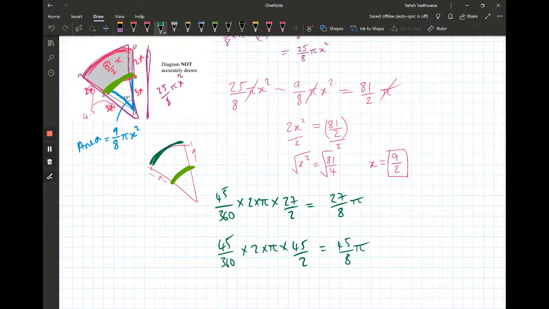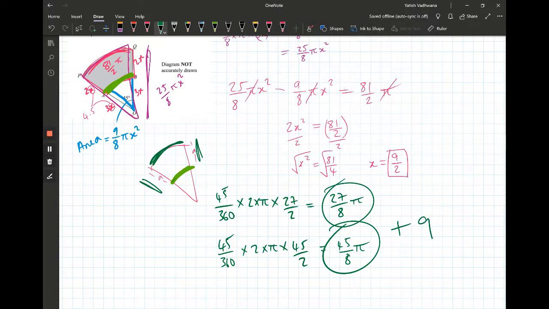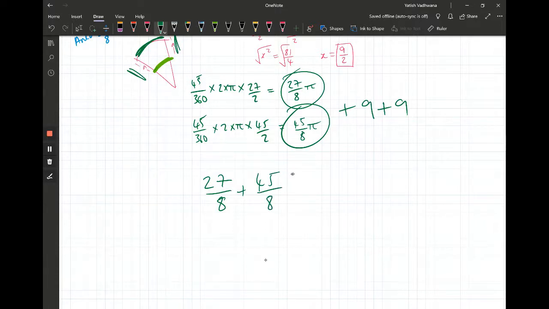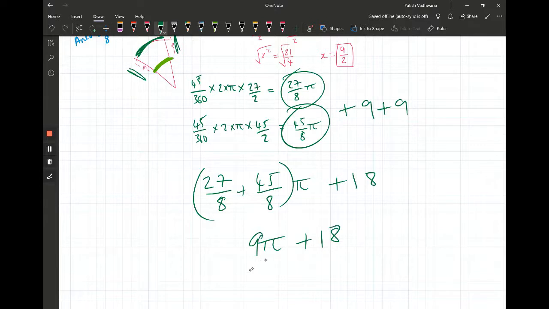So the perimeter is just going to be this plus that length plus that length. So that's going to be plus 9 plus 9, or in other words, adding 18. So this will be 27 over 8 pi plus 45 over 8 pi plus 18. Now 27 plus 45 is going to give you 72, and 72 divided by 8 is 9. So 9 pi plus 18. And that's your answer. That's the perimeter.